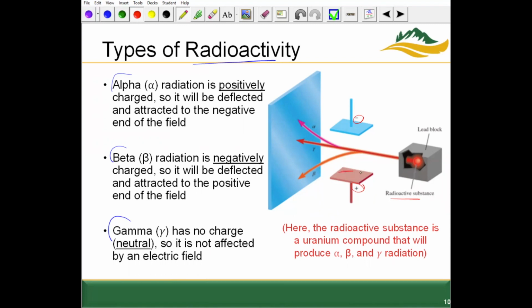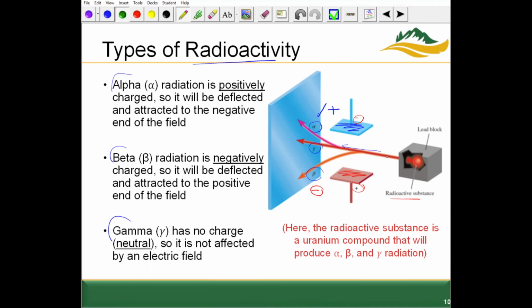With this positively charged plate here, along with this negatively charged plate here, and then the direction that these different types of radiation went when they were passed between these plates, we could tell that alpha radiation is positively charged. On the other hand, beta radiation went towards the positive plate. So from that, we could tell that beta radiation is negatively charged.